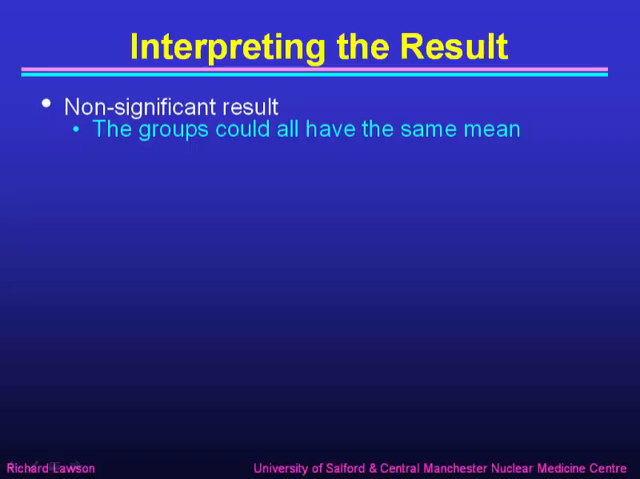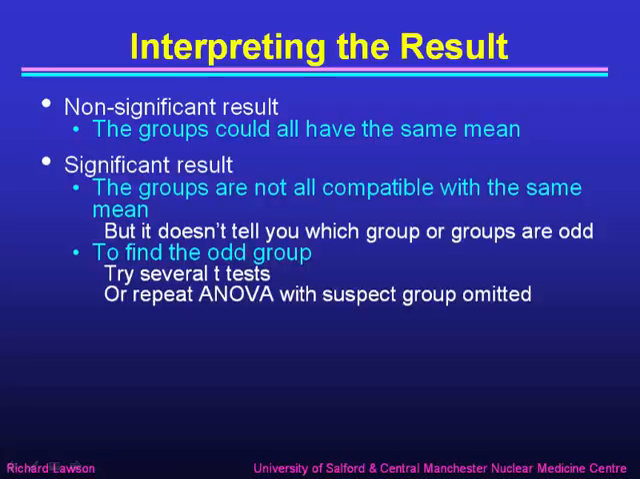If we have a non-significant result, that means that the groups could all have the same mean. A significant result simply means the groups are not all compatible with the same mean. It doesn't tell us which group or groups are the odd one out. If we want to know which group is different, then we would have to try several t-tests between individual groups, or maybe if we suspect one group, we could repeat the analysis of variance with the suspected group omitted.